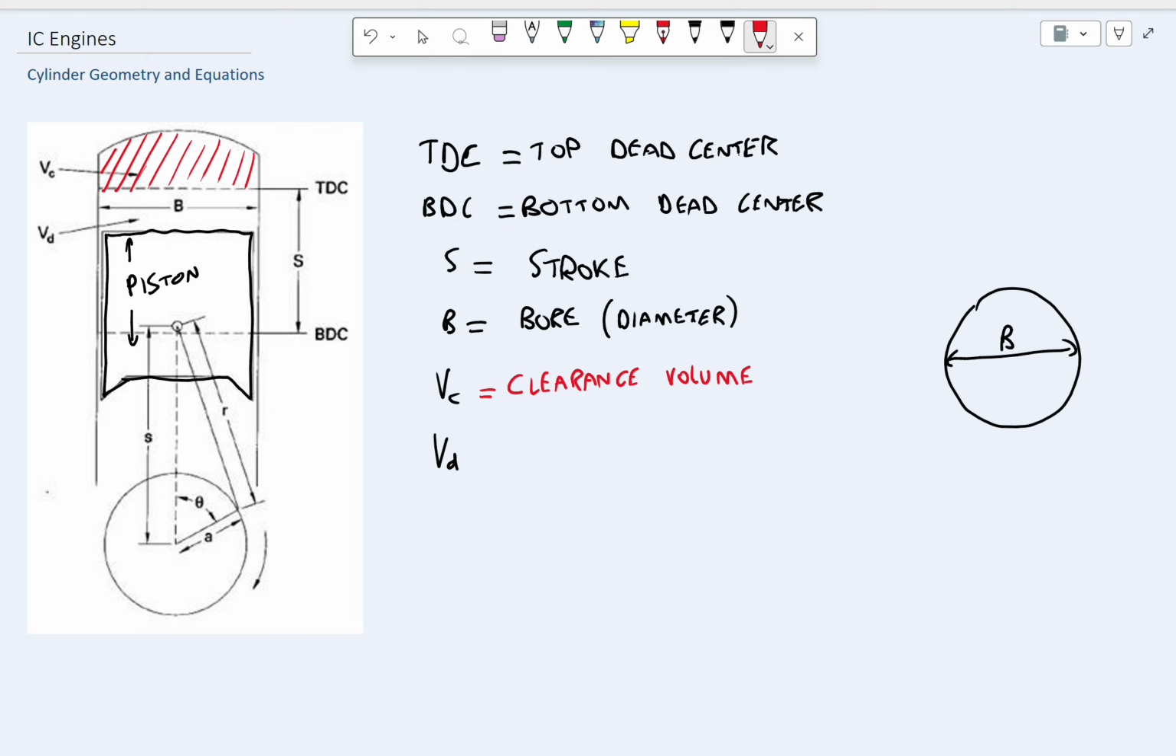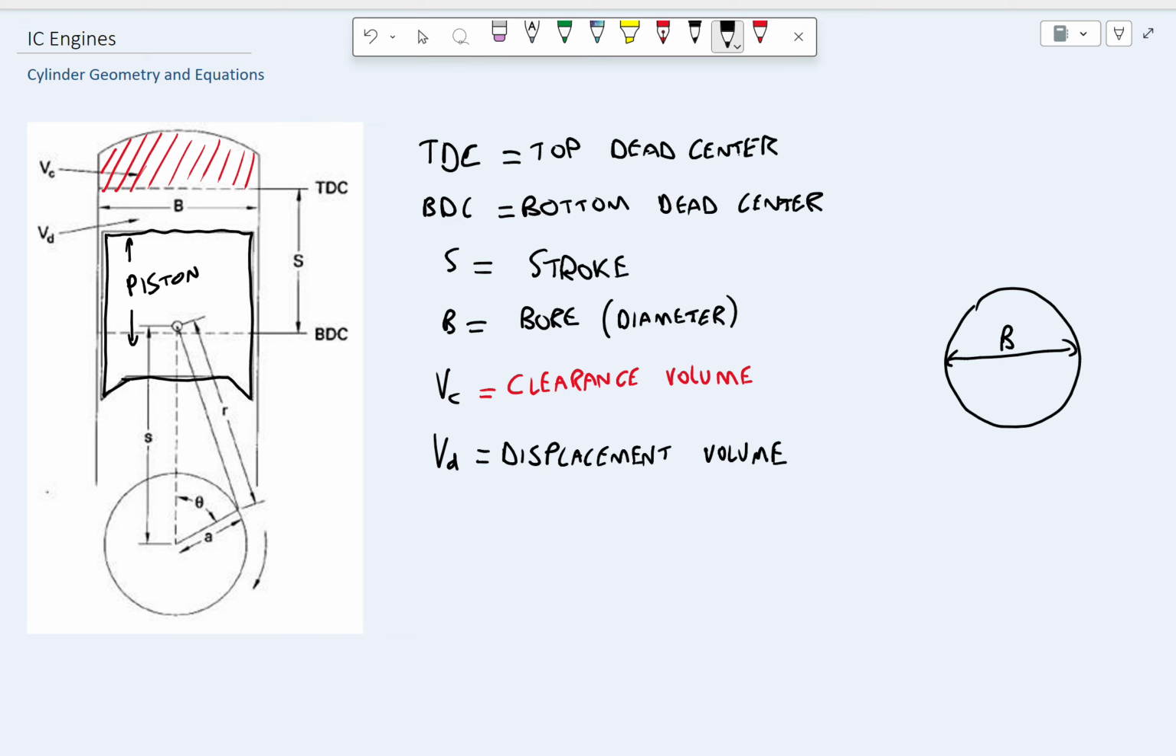Then the other term is VD, which is the displacement volume. What the displacement volume is essentially is the volume from top dead center to bottom dead center. The stroke is the distance, and VD is the actual volume that we come up with. We're going to come up with an equation for VD in terms of bore and stroke, since we have bore and stroke already.